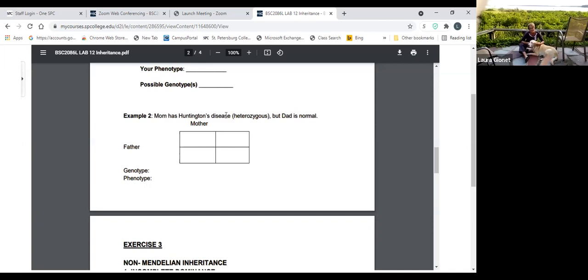So mom has Huntington's chorea, Huntington's disease, meaning she's heterozygous. So mom on the top is going to be a capital H and a lowercase h. And dad is normal. All right, so he's going to be a little h and a little h. So you've already written it out to the side, so you know how to keep this straight. Then you bring all the h's into those squares, figure out your genotype. And then the phenotype. What percentage has Huntington's chorea, and what percentage are normal?